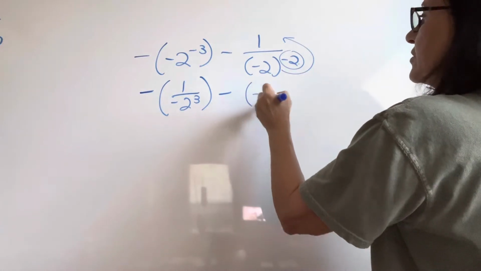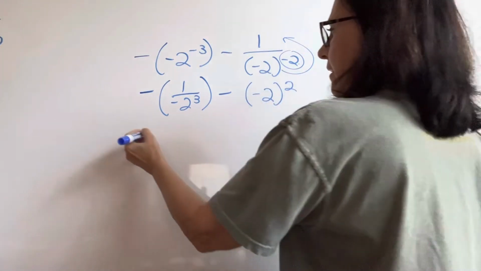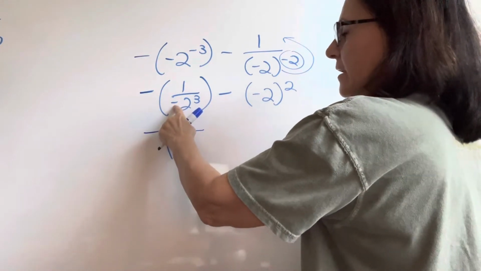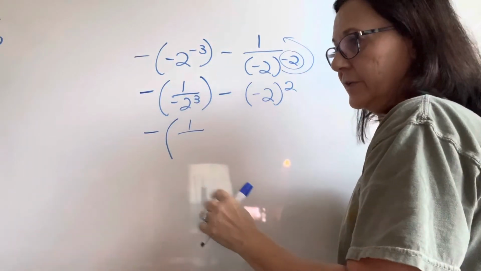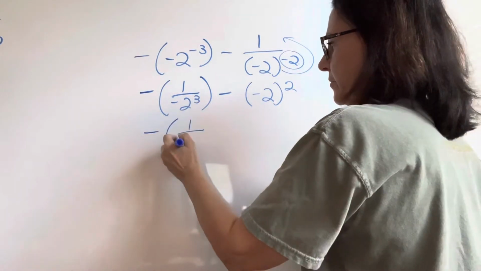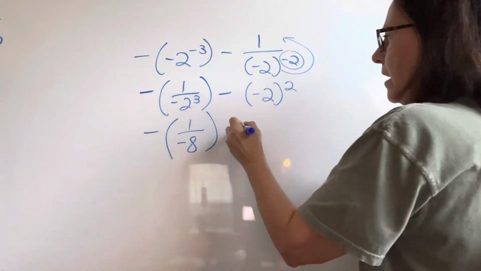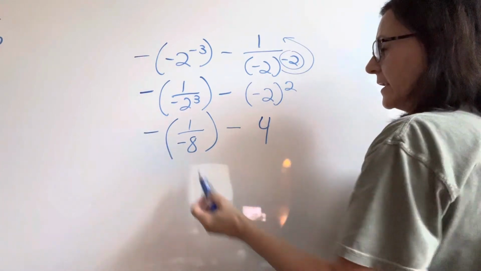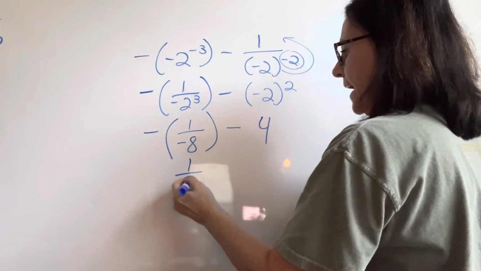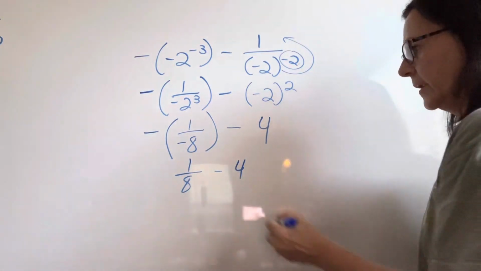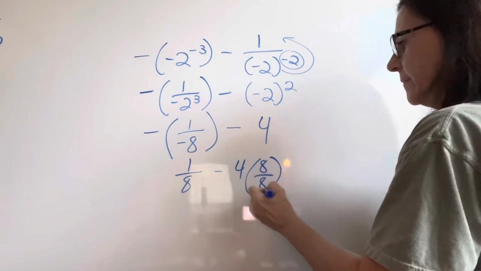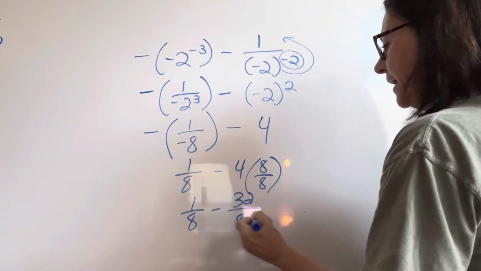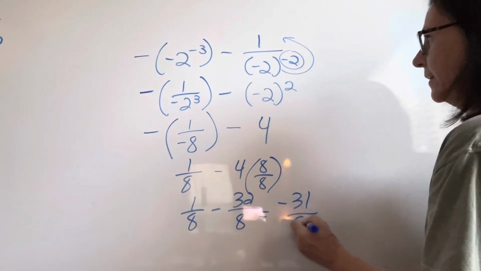So it's -2 squared. All right, so this is the opposite of 1 over -2 cubed. You get the same answer. It's the opposite of 2 cubed, which is -8, minus, this is -2 times -2, which is 4. All right, 2 negatives make a positive. So this is 1/8 minus 4. We go to a common denominator. That's 1/8 minus 32/8, which gives us -31/8.